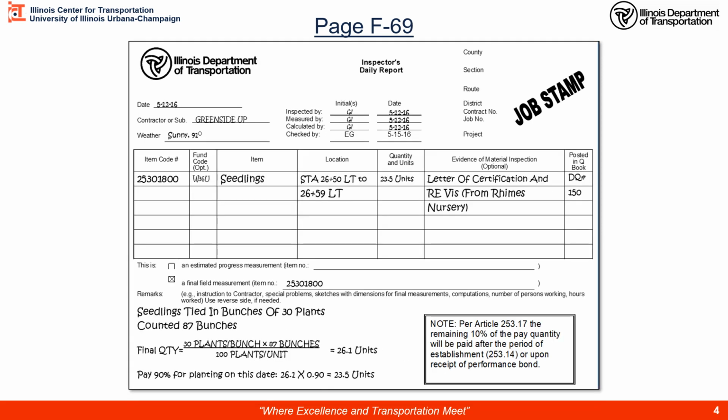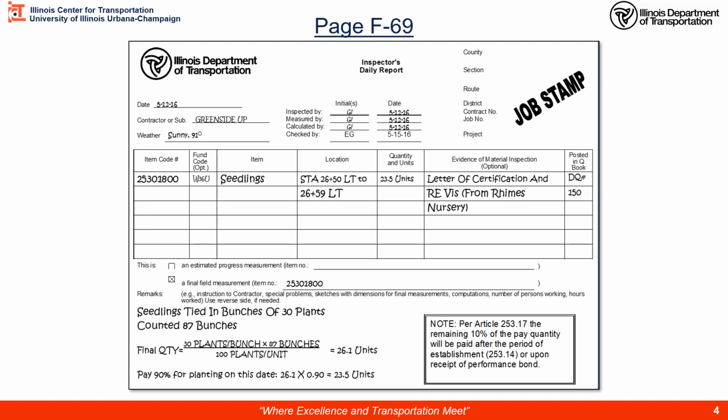Let's go to page F69 of your documentation guide, where we see we have an IDR for seedlings. Your normal header information, in this case your item code 253 under seedlings, it's your pay item, the location of where these seedlings were installed. We'll cover how we calculate the quantities. And then your evidence and material inspection. In this case, you have a letter of certification, and then you're going to perform an RE visual.